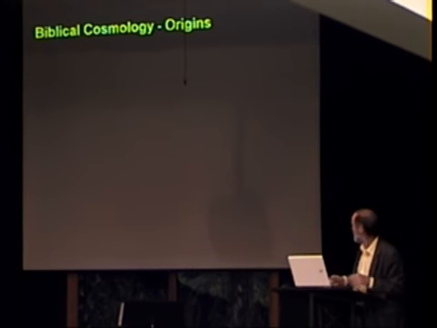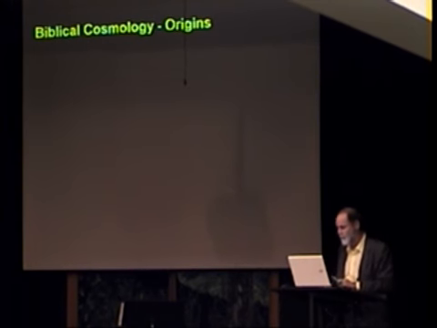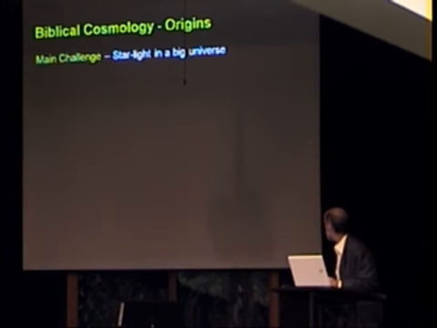Now, there's different things we could look at. Usually the question of origins is prominent. I'm not sure that should be the case, but that is the case. And the main challenge there is how to explain starlight in a big universe. So if the universe is 14 billion years in radius, if you have galaxies that are billions of light years away, how can the universe only be 6,000 years old? Yeah, there's a number of explanations that you could come up with, a number of possible strategies.